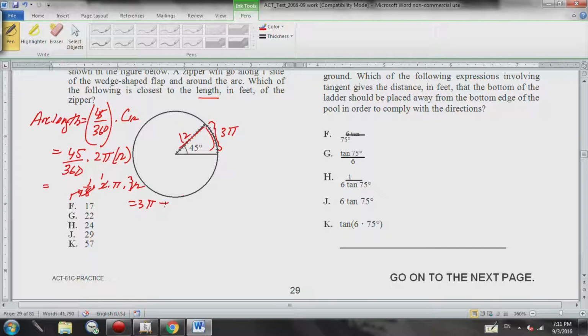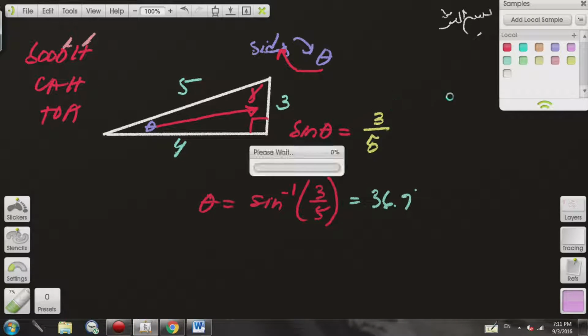And then you have to add that to 12 pi. So this is 3.14. It's 9 plus 12 is 21, 22. That's this. All right, so I got to review a couple of things for you here.